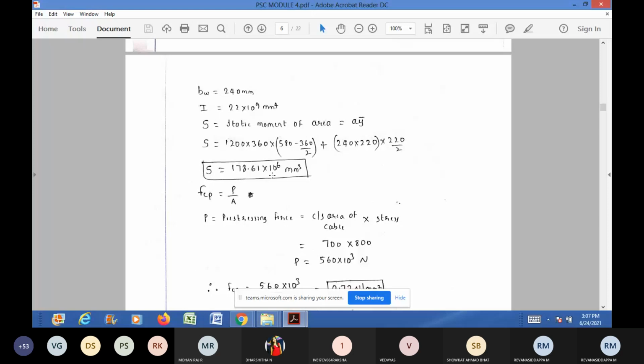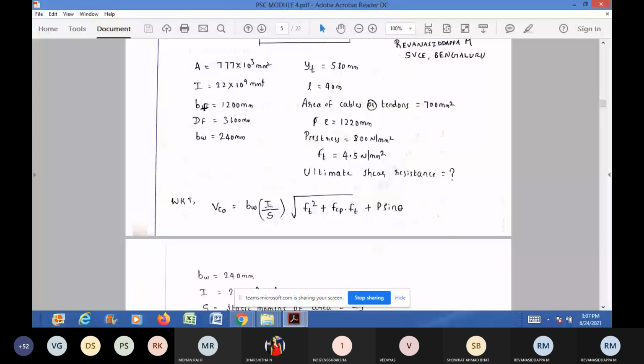Are you getting that answer? Yes, sir. 178.6 into 10 power 6. Now in this formula, BW is known, I is known, S is known, FT is given in the problem itself. The tensile stress of concrete is given in the problem itself, 4.5 Newton per mm square.